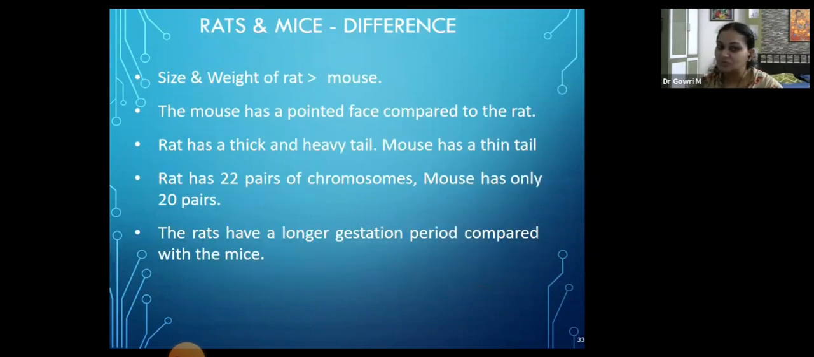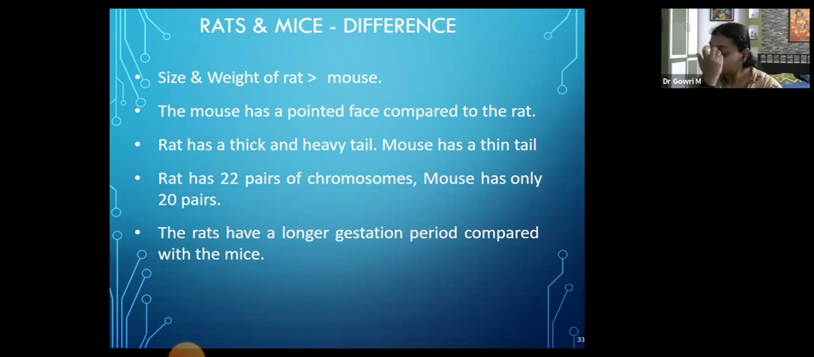Now, coming to the basic difference between rats and mouse, or rats and mice, is that the size and weight of the rats are more than that of mouse. Mouse has a pointed face compared to the rat. Rat has a thick and heavy tail while mouse has a thin tail. Rat has 22 pairs of chromosomes while mouse has only 20 pairs of chromosomes. Rats have a longer gestation period compared with the mice.